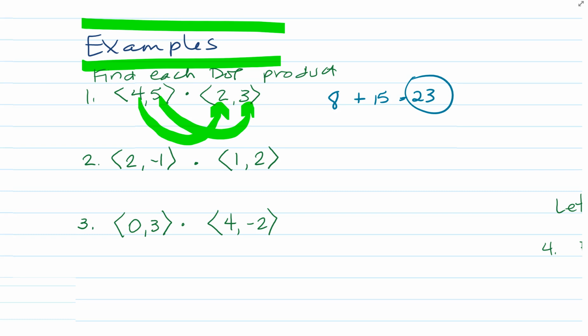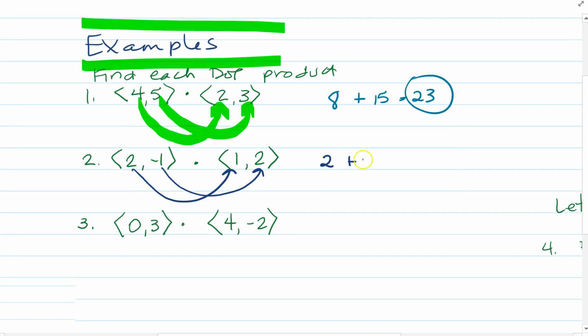On this one, if I take 2 times 1, I get 2. I add to that -1 times 2, and I get -2, and those added together equals 0. So yes, you can get 0. As a matter of fact, what's happening here, look at those 2 points. They're actually perpendicular to one another. So when you get 0, that's what's happening.